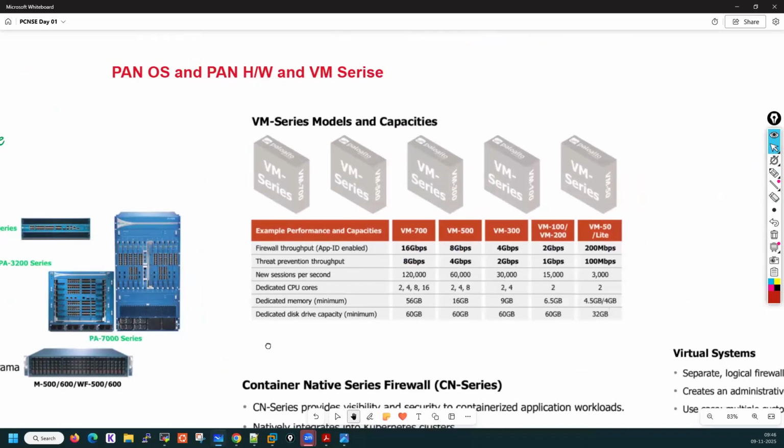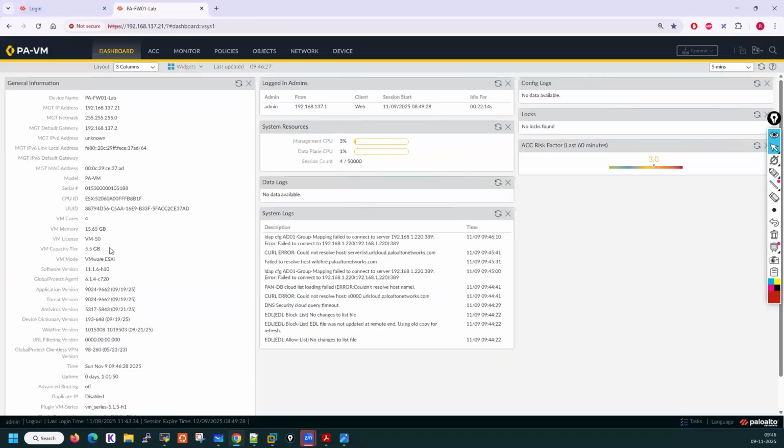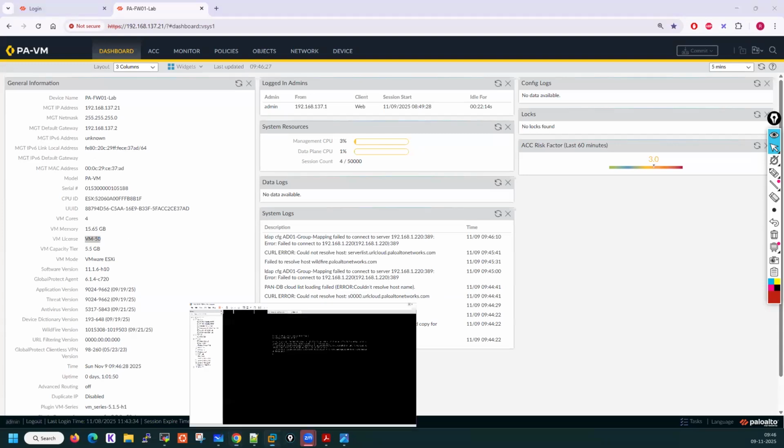Palo Alto does offer VM models, or virtual models, the VM-Series, according to the capacities. So they have a VM-700, VM-500, VM-300, VM-100 and 200, and VM-50. And most of the time, whatever you install in your lab, it's VM-50. Even in my lab, if you see here, this firewall is a VM-50 only.